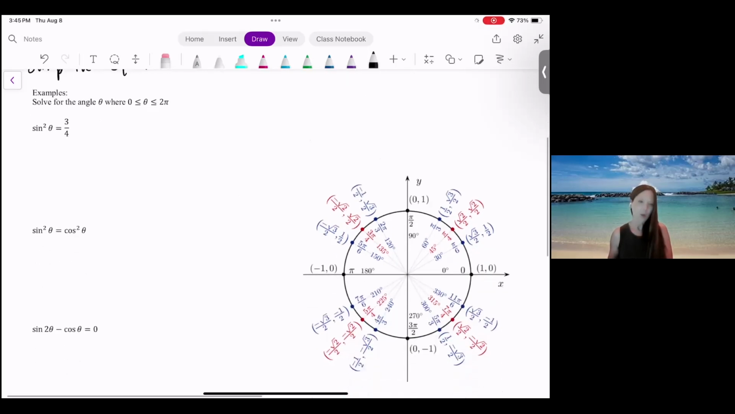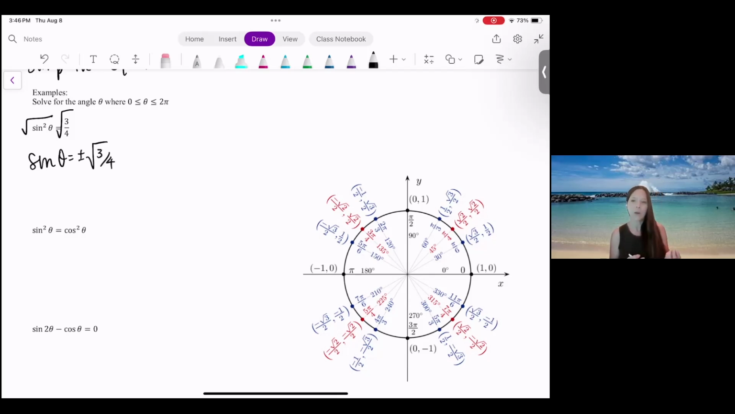Here we go. We're going to solve for the angle theta, where theta is between 0 to 2 pi. Sine squared of theta is equal to 3/4. What I'm going to do is square root both sides to get just sine of theta. That means that the sine of theta is going to be equal to the square root, plus or minus, of 3/4.